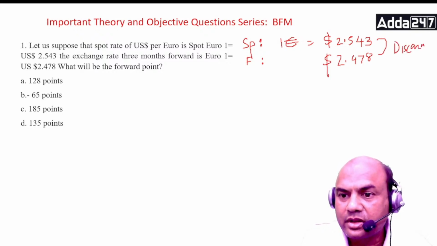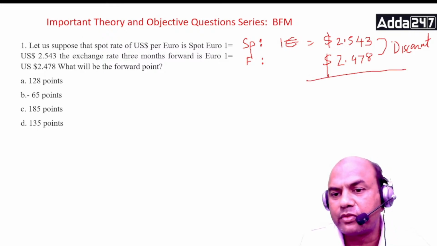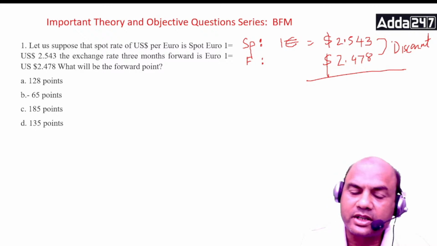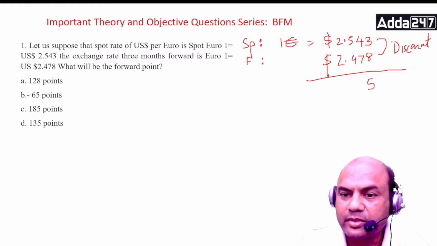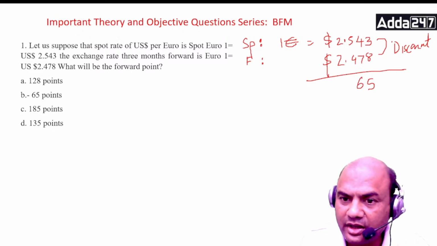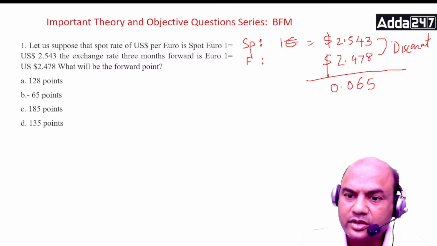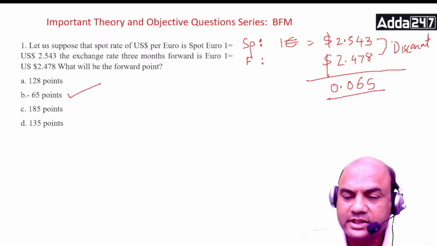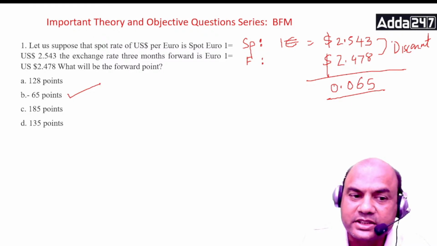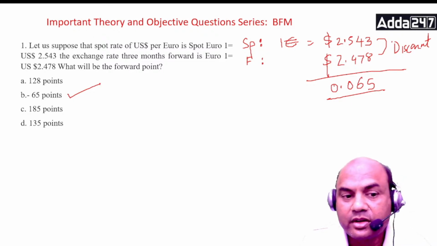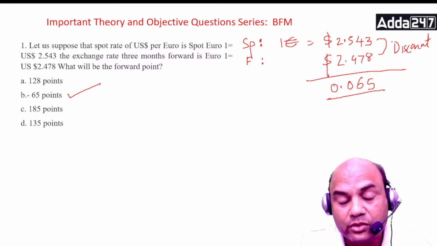How much discount? Discount is simple, just subtract this. 2.543 minus 2.478. What will be the answer? It will be 5 over here, then 13 minus 7 is 6, then 0. So 0.065. You see this? 65 points. This is always in basis points. So what will be the forward point? It is minus 65 points. That is also a discount. Why is it minus? Because we are having a discount over here.